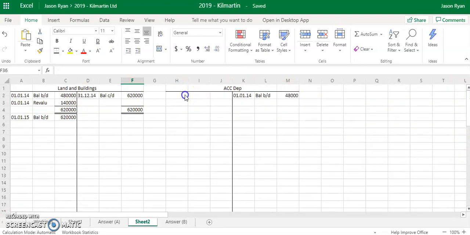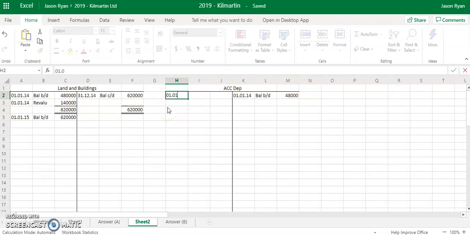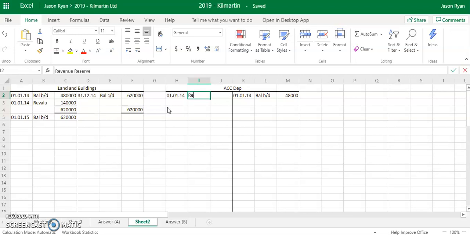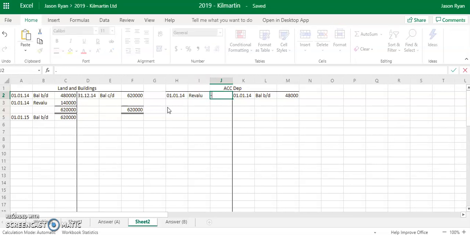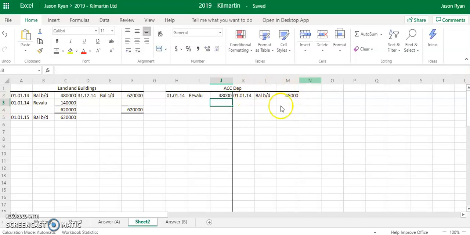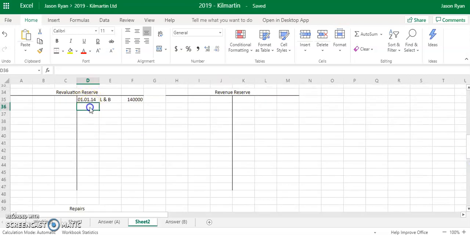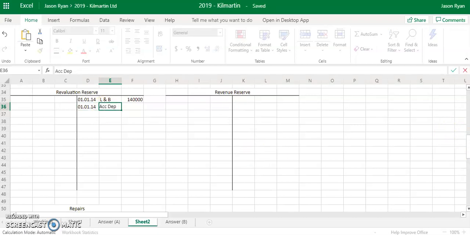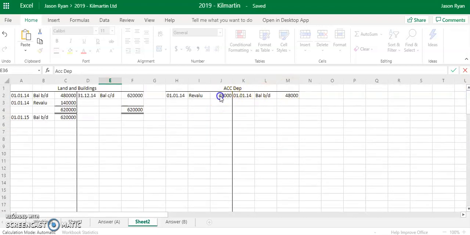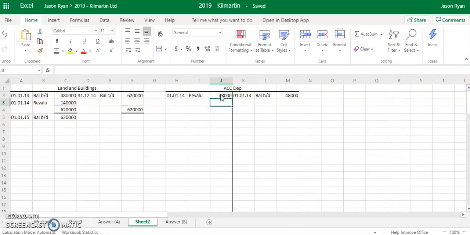When you revalue something, the depreciation that we have in your depreciation account to that date needs to go to the revaluation reserve. So it's the first of the first 2014, revalue. It's going to be how much is in the accumulated depreciation, so it's 48,000. That's how much has been depreciated on our land or buildings to that date, so that's going to go into the revaluation reserve as well. So remember, two items go in: the revaluation amount and the depreciation amount, so the cumulative depreciation and the increase. It's going to be 48,000.